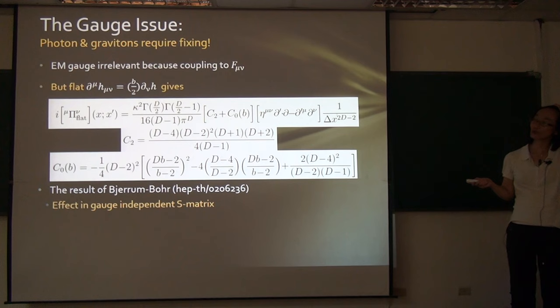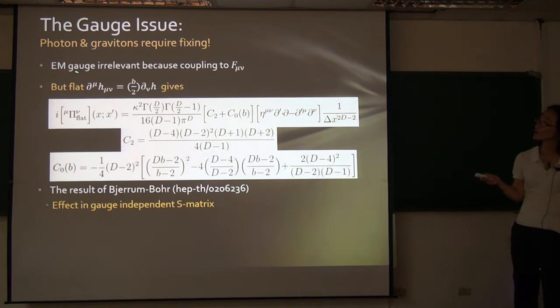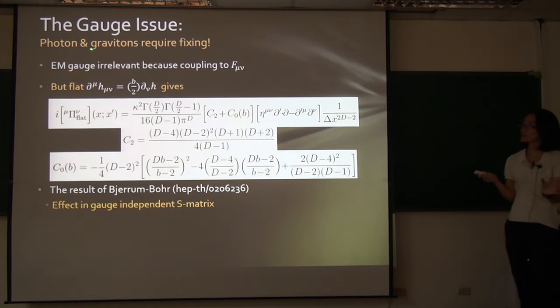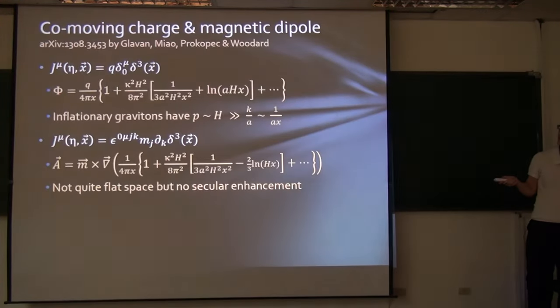Finally, what I want to talk about is the gauge issue. When you calculate these Feynman diagrams, you will encounter the photon propagator and the graviton propagator, and as long as you want to get the propagator, you need to do the gauge fixing. The photon propagator actually will not affect the result. That is because you see from the Lagrangian.